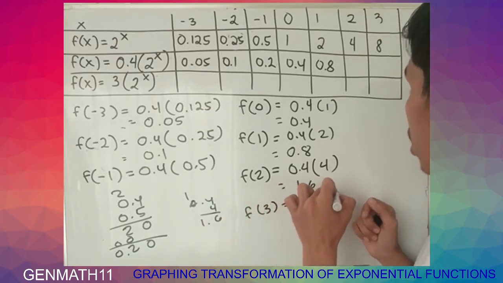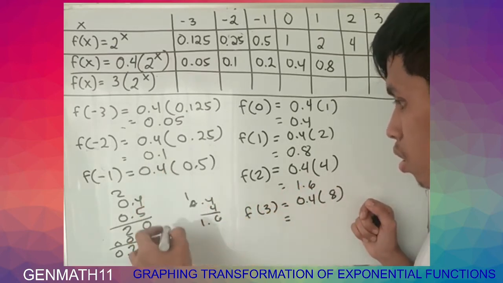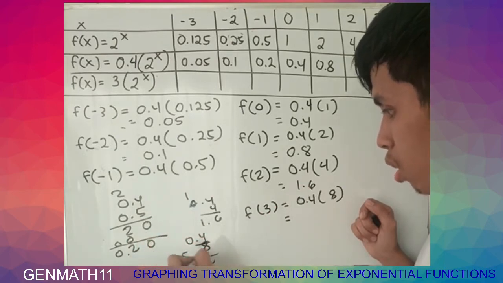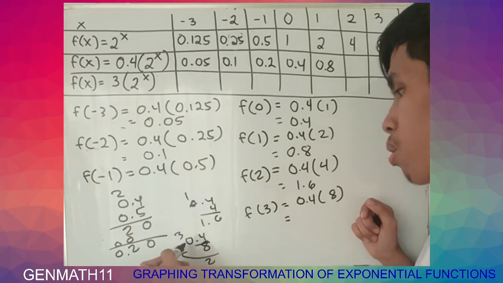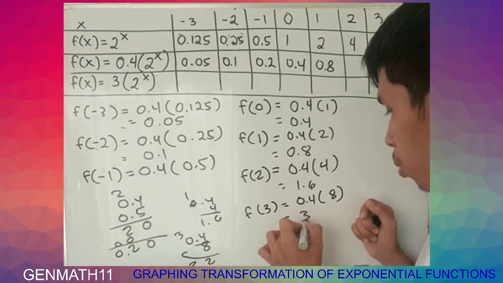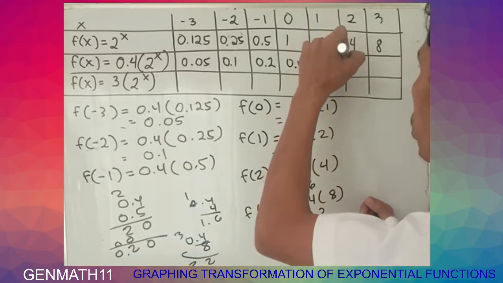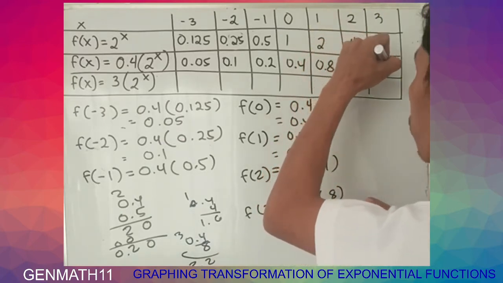0.4 times 8. 0.4 times 8 is 3.2. 8 times 4 is 32. So, 3 point 2. Yeah. 1.6, then 3.2.